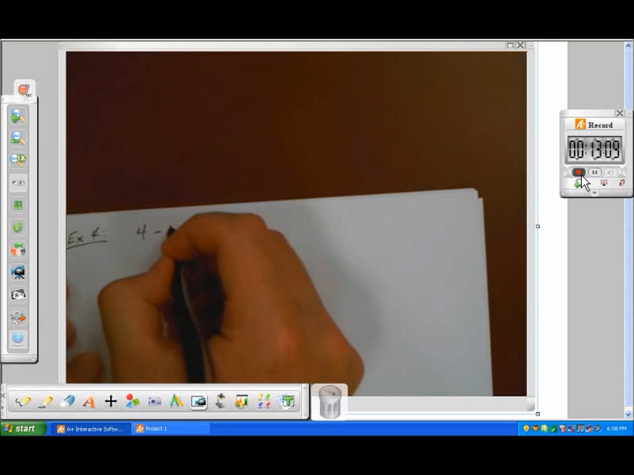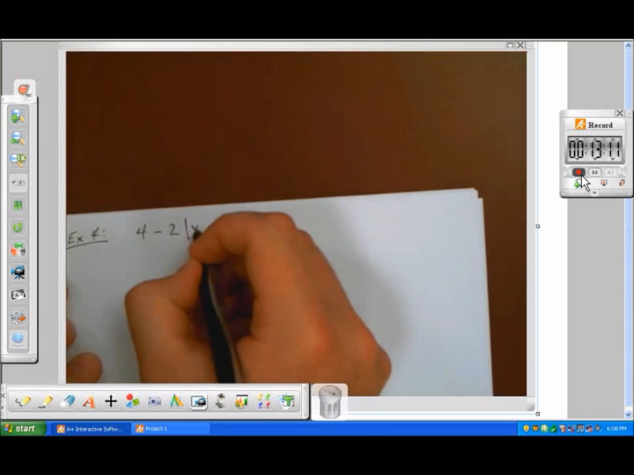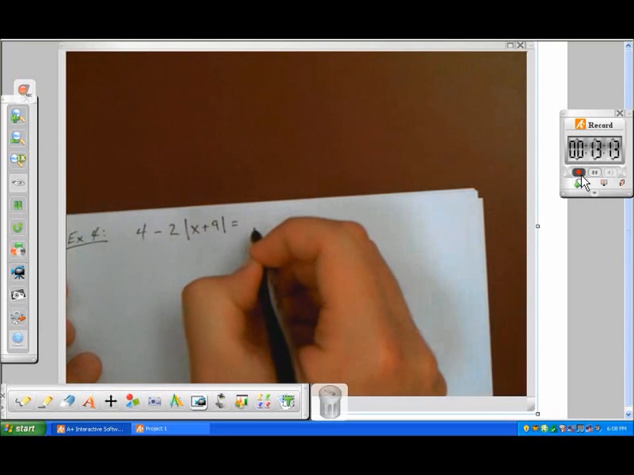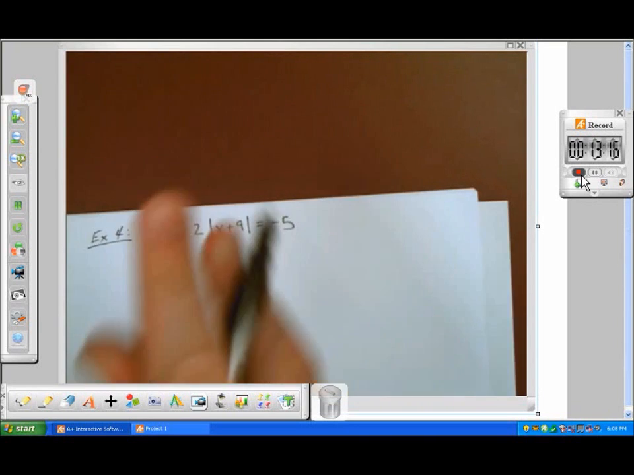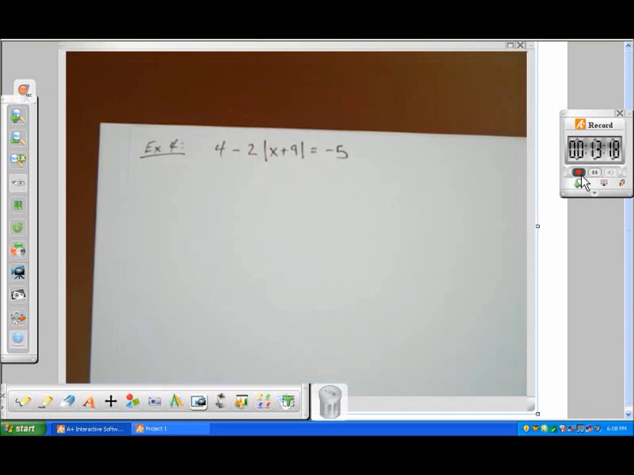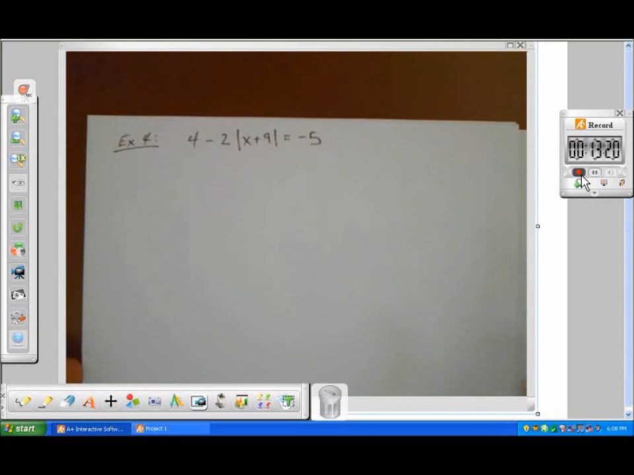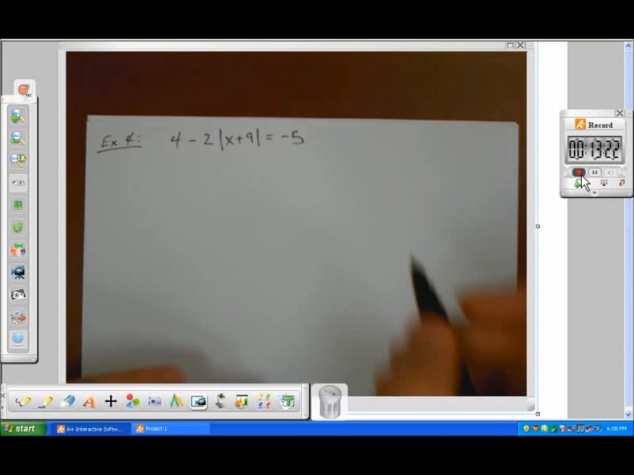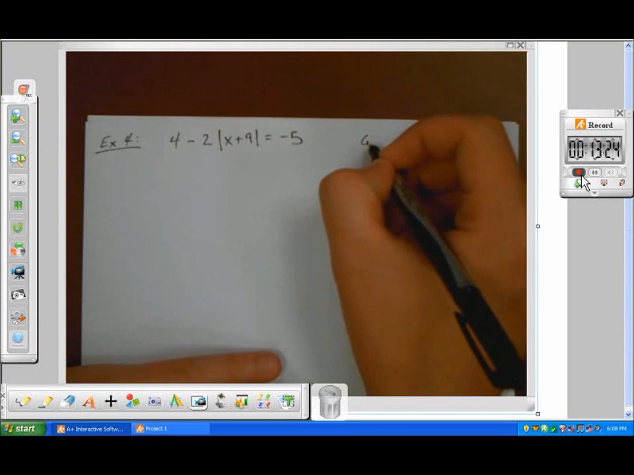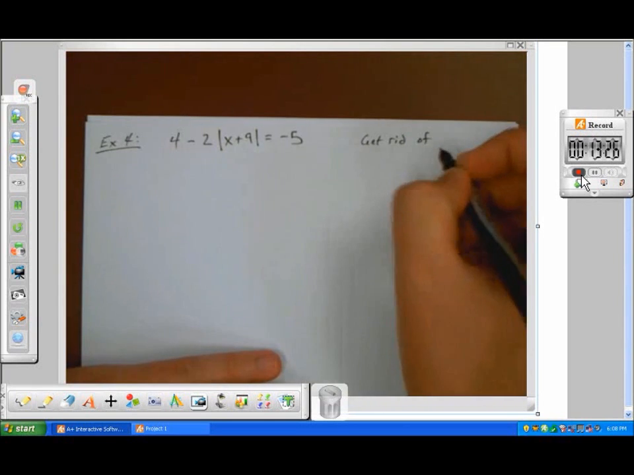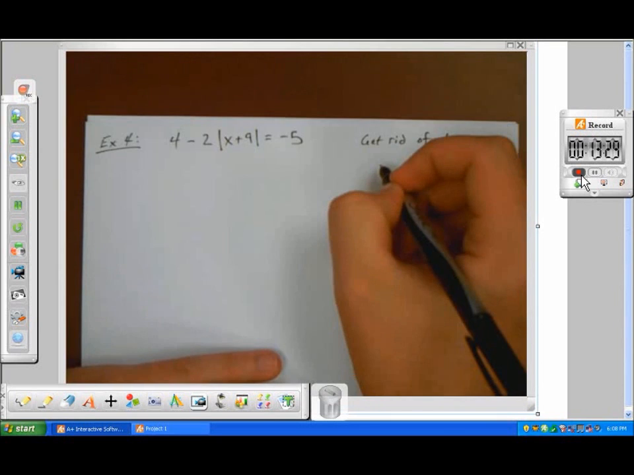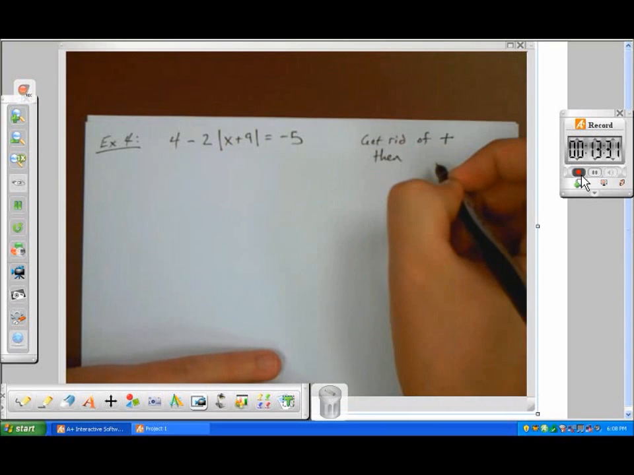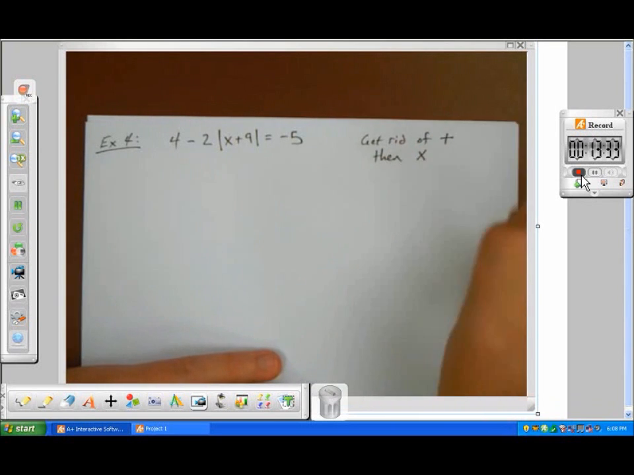Four minus 2, absolute value, x plus 9 equals negative 5. Again, we've got some junk around my absolute value and I want to get rid of it. And remember, I said before, get rid of the addition first, then get rid of the multiplication.